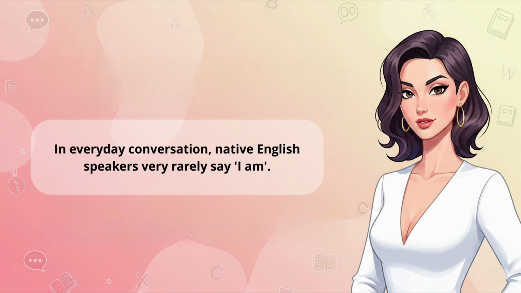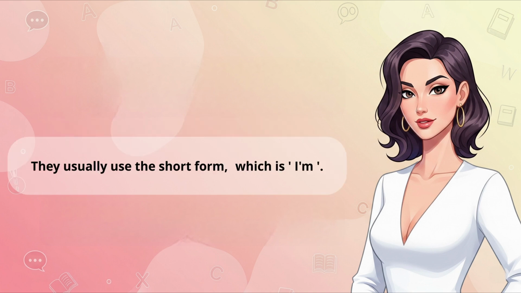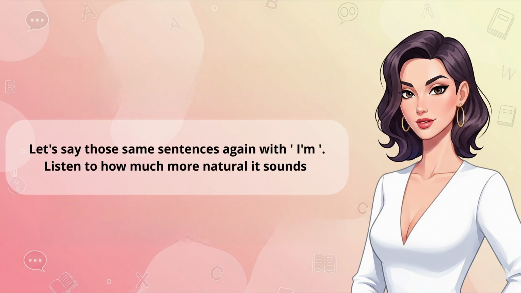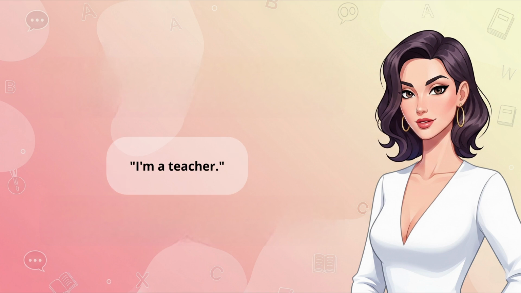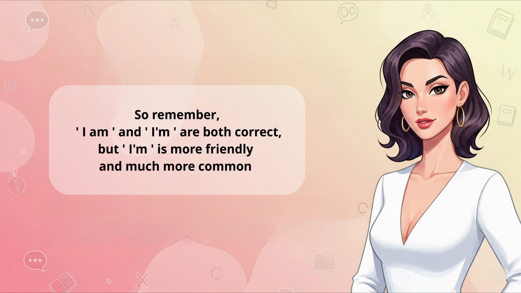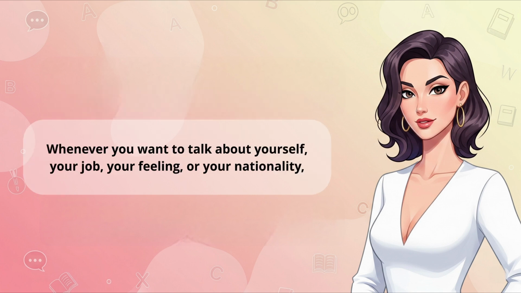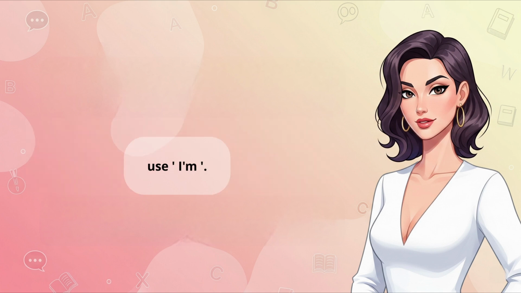Now, a very important tip. In everyday conversation, native English speakers very rarely say, I am. They usually use the short form, which is I'm. Let's say those same sentences again with I'm. Listen to how much more natural it sounds. I'm Sarah. I'm a teacher. I'm happy. So remember, I am and I'm are both correct, but I'm is more friendly and much more common. Whenever you want to talk about yourself, your job, your feeling, or your nationality, use I'm.